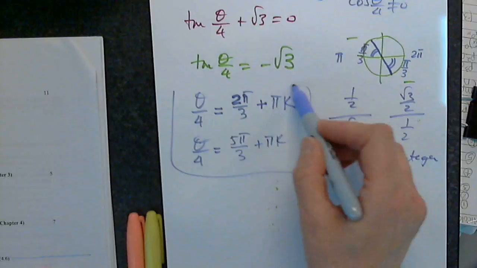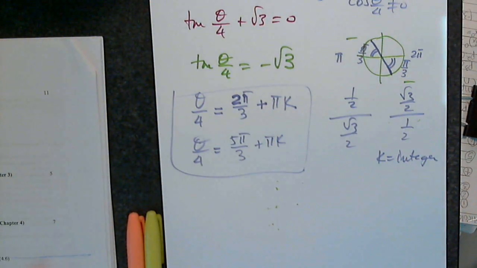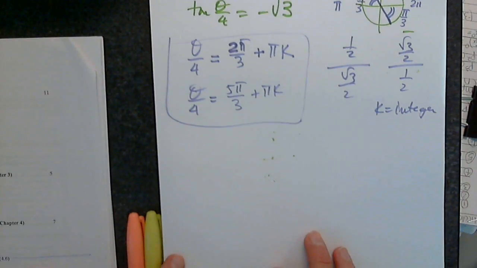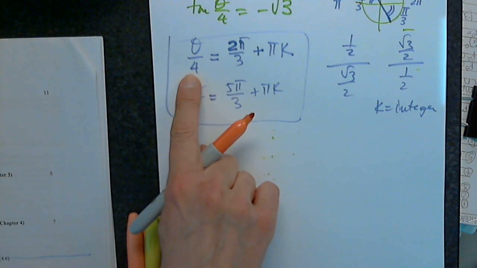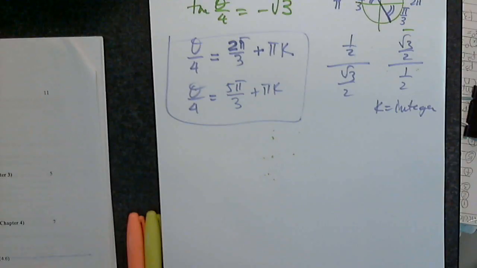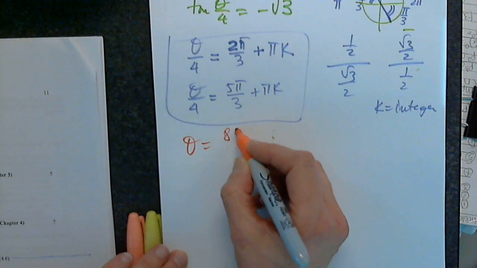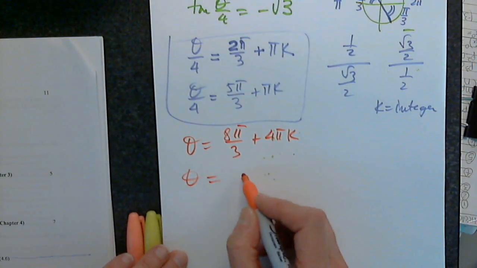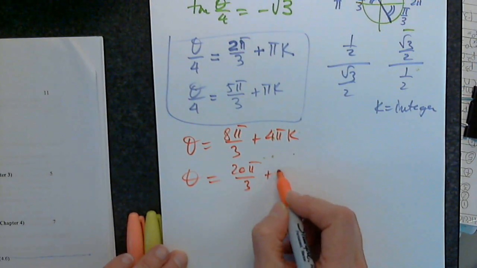Yes. But I had no choice. I had to solve for the argument inside tangent first. But now I want to find theta. What should I do to both sides to find theta? Multiply by 4. Because if I want to get rid of something in the denominator, I multiply. So theta equals 8 pi over 3 plus 4 pi k, and theta equals 20 pi over 3 plus 4 pi k.